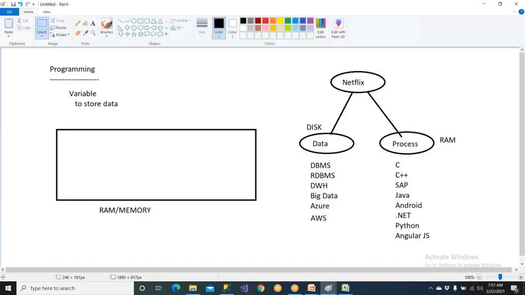How are programs in C, C++, Java, .NET going to be accessing your data? Always through a variable, because C cannot go to a table directly, C++ cannot go to a table directly, Java cannot go to a table directly. Android, .NET, Python, nobody can go to a table directly. Always these languages are going to be having a variable, and you need to supply the data to a variable, and through the variable it is going to be taking the data. So that is how you need to understand.